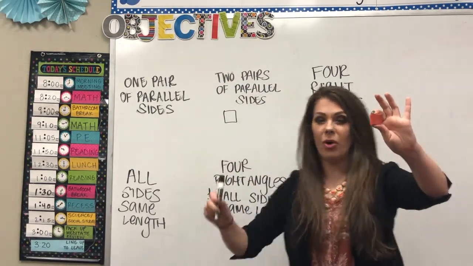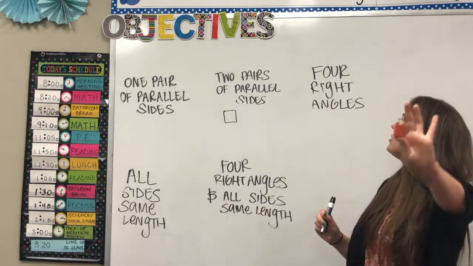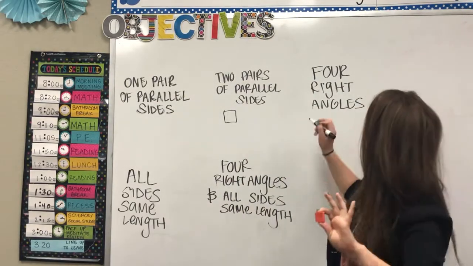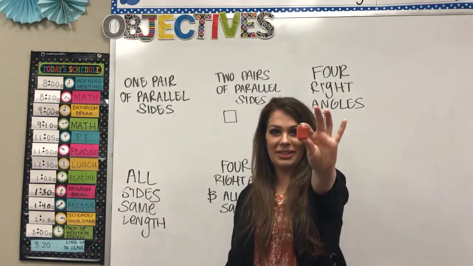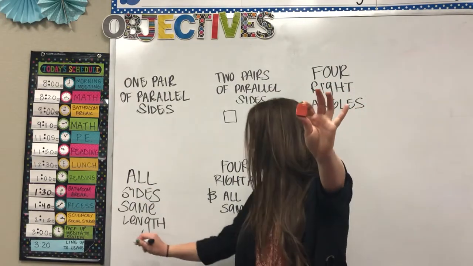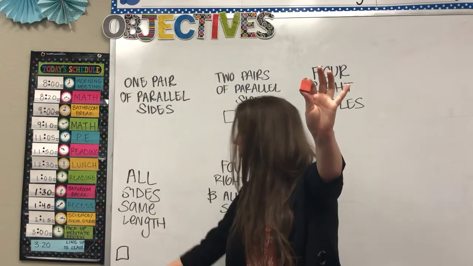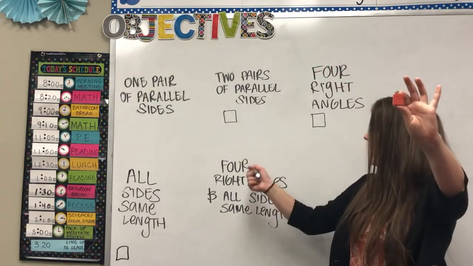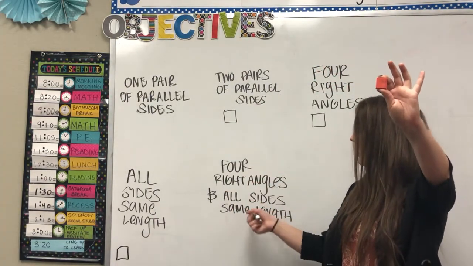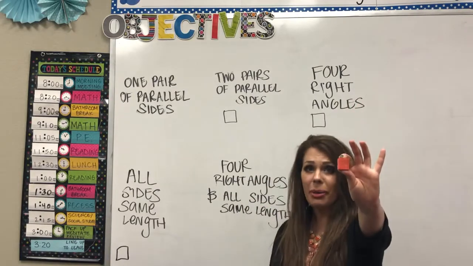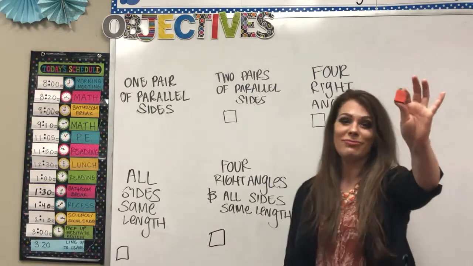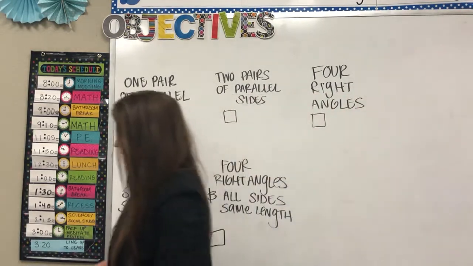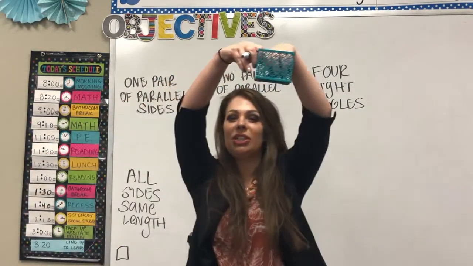What about four right angles? Yes, our square does have four right angles. Are all sides the same length? Yes, sir, yes, ma'am. That is our square for sure. And do we have four right angles and all the same length? Awesome possum, that is right. Our square fits into four categories. Perfect, thank you, square. Next, what's our next shape gonna be?